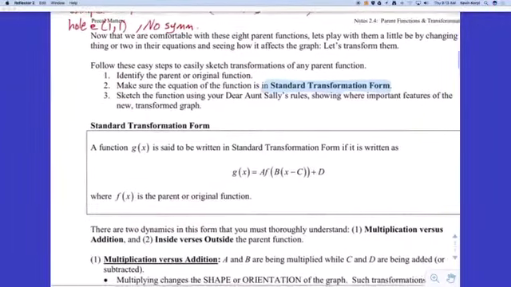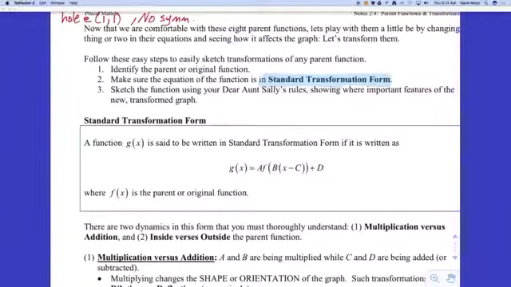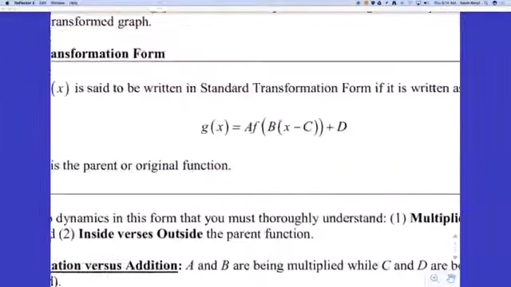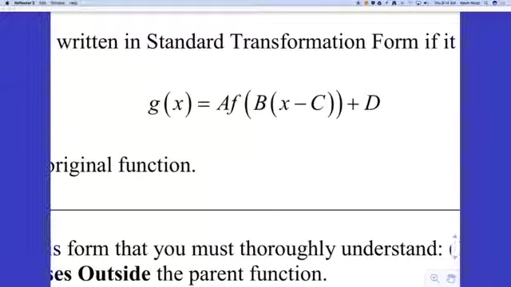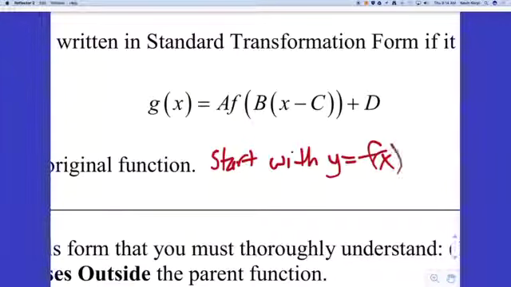Okay? So here's what standard transformation form looks like. A function g of x, the transform function g of x, is written like this. So say we start with the parent function y equals f of x. Okay, so you can see f right there. It's going to be a times f of b times x minus c, close, plus d. A, B, C, and D. Okay, that's in alphabetical order. It's also from left to right. It also is in the correct order of your Dear Aunt Sally's rules. Notice A and B are being multiplied, whereas C and D are being added and or subtracted. And your Aunt Sally says to do multiplication and division before addition and subtraction.